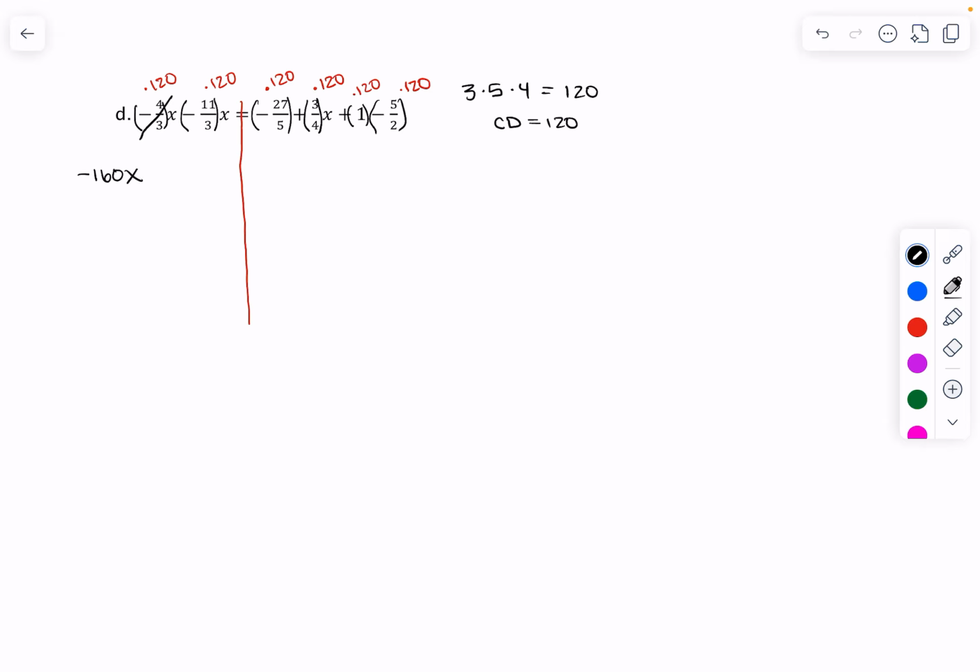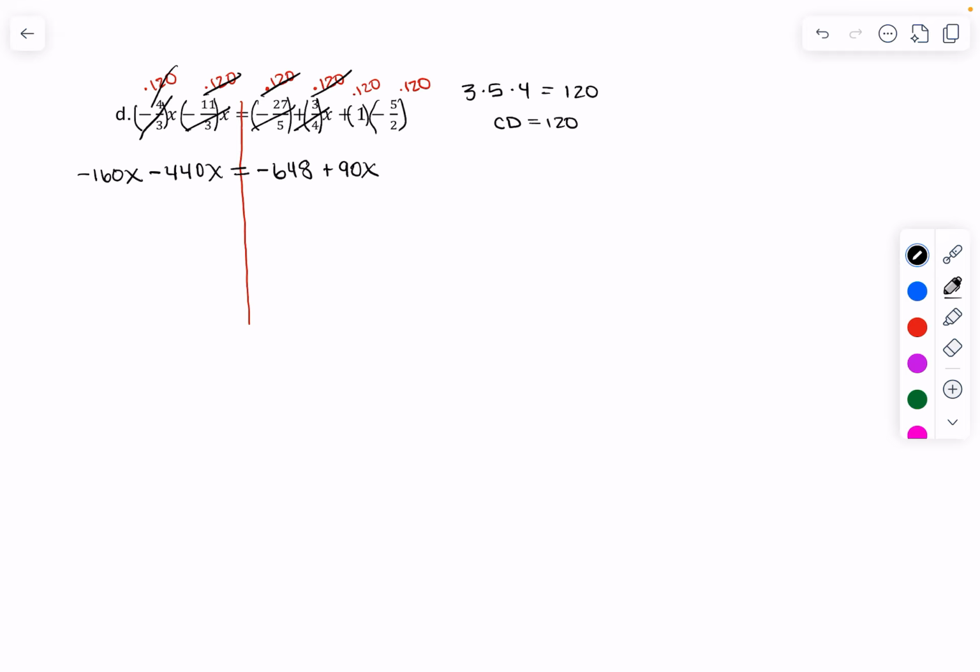But when I go ahead and do 120 times -4/3 x, I get -160x. That takes care of that one right there. And sometimes I like to cross off to let myself know I'm done. -11/3 x times 120 is -440x. Done with that. -27/5 times 120 is -648. Don't be scared of big numbers. 3/4 x times 120 is 90x.